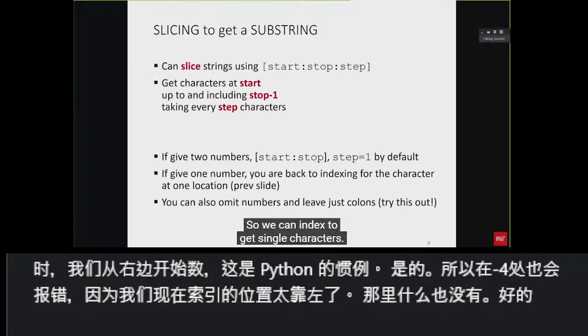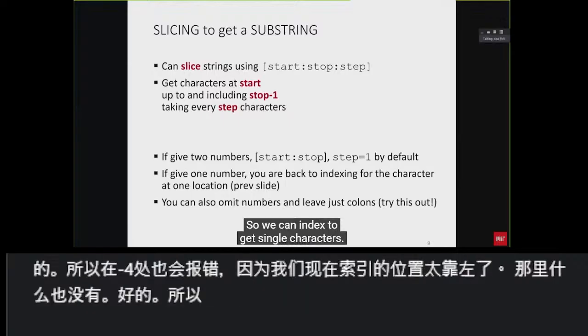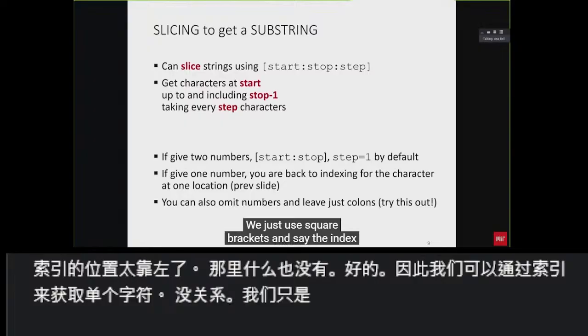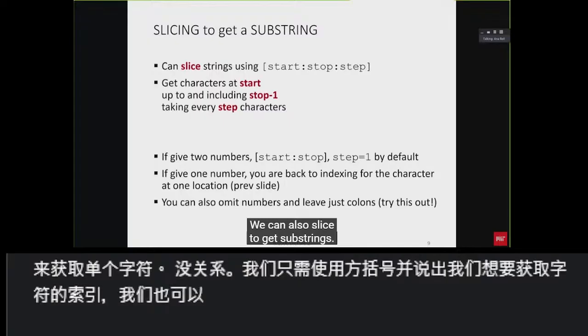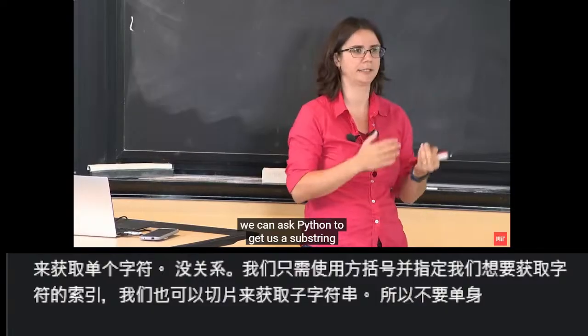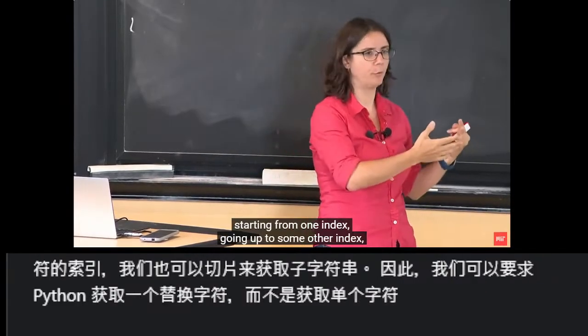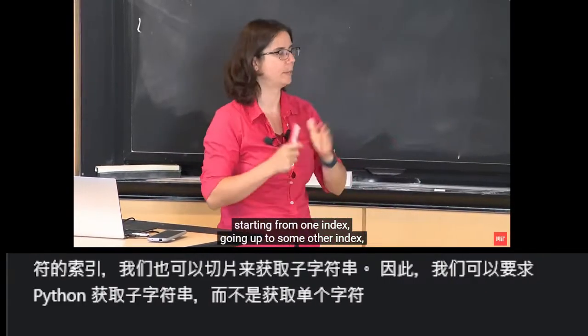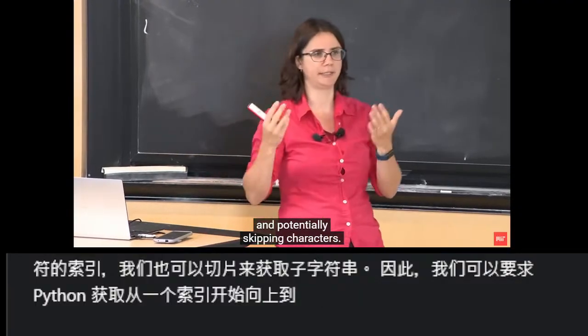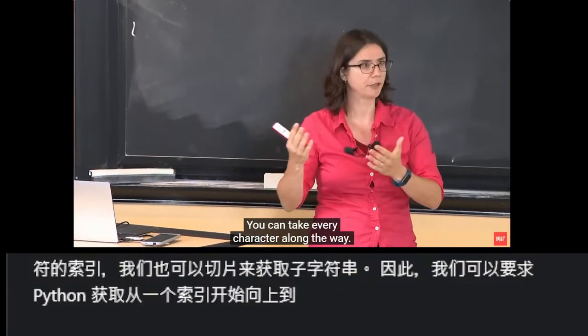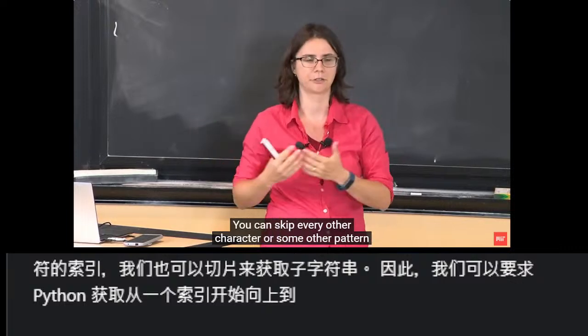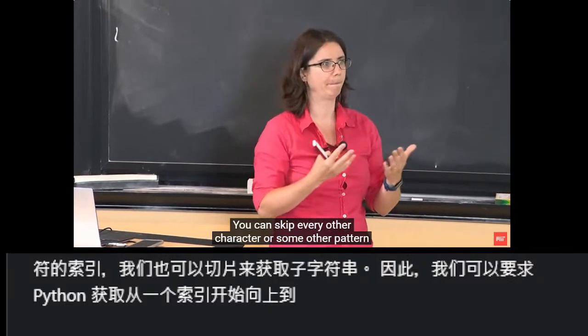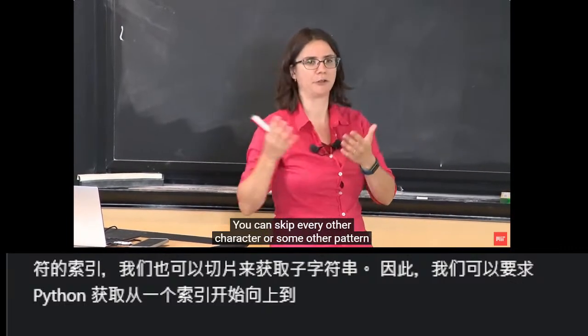Okay, so we can index to get single characters. That's fine. We just use square brackets and say the index that we'd like to get the character at. We can also slice to get substrings. So instead of getting single characters, we could ask Python to get us a substring starting from one index, going up to some other index, and potentially skipping characters. You can take every character along the way. You can skip every other character or some other pattern like that.